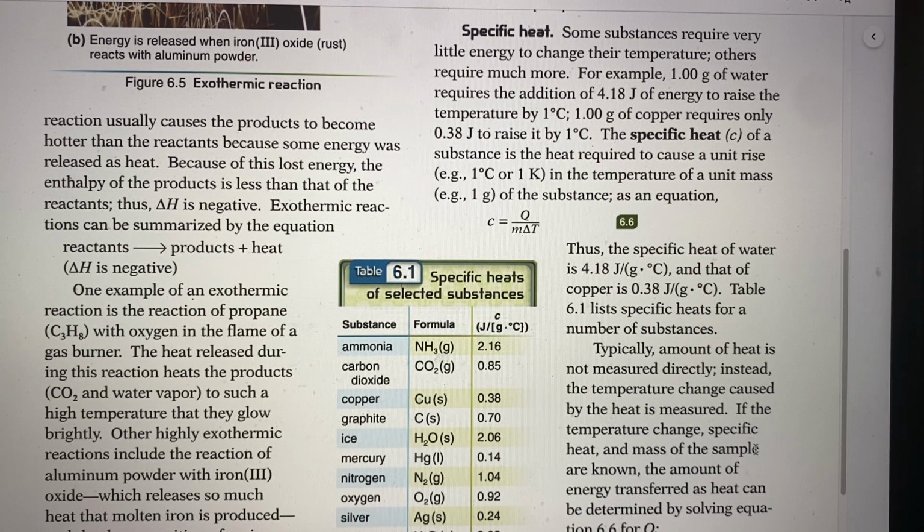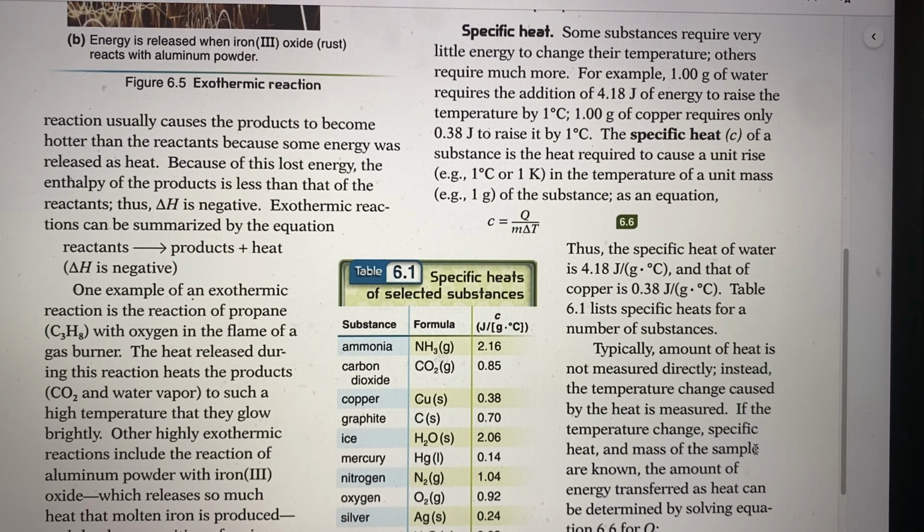Some elements, and some compounds I should say, require very little energy to change their temperature at all, and others require much. An example would be water: raising the temperature of water by 1 degree, and then taking copper and raising its temperature by 1 degree. If you do that, you'll find that they require different amounts of energy. That is their specific heat.